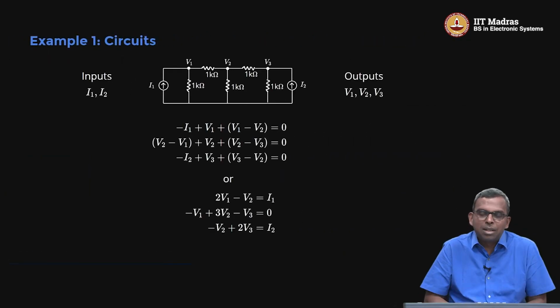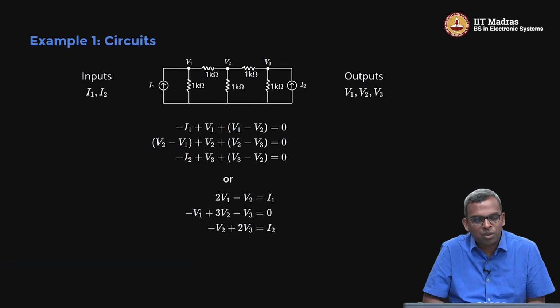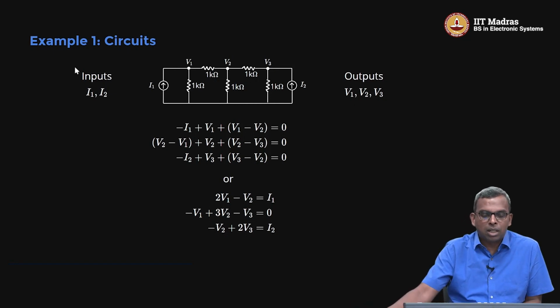Okay, the first example is circuits. We saw this example long ago when I was motivating linear equations in Math 1. Those of you who did Math 1 would have seen that. But even otherwise, let's look at this simple circuit here. This has 5 resistors, and there are 2 current sources here. And you can think of these current source values as inputs, right?